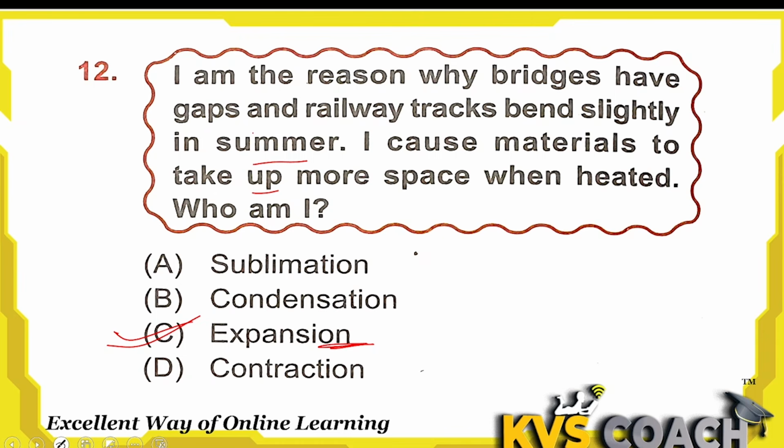Sublimation, you know that sublimation is the process when a solid changes into gas. I told you in the previous question. What is condensation? Condensation is a process where gas converts into liquid. Like water vapor changes into water again. That is condensation. Contraction. What is contraction? When you cool down any expanded material, then they contract. Okay, then they are tightly packed again. This is called contraction. But here the property for which bridges have gaps between them is the expansion property. C is the right answer here.